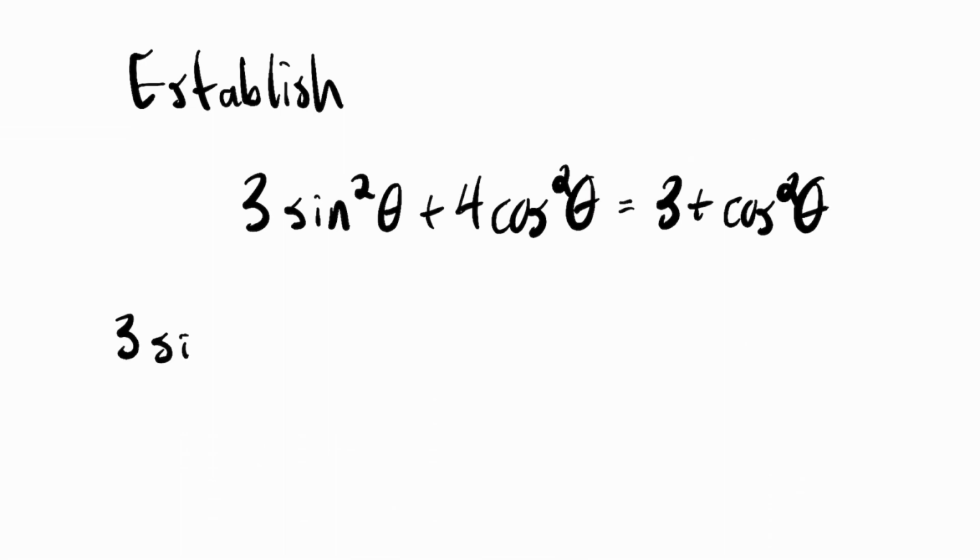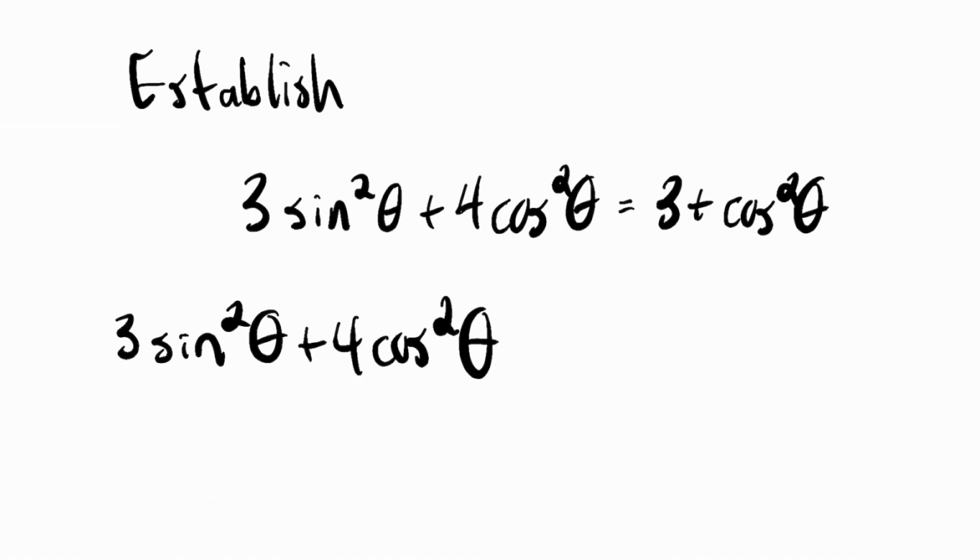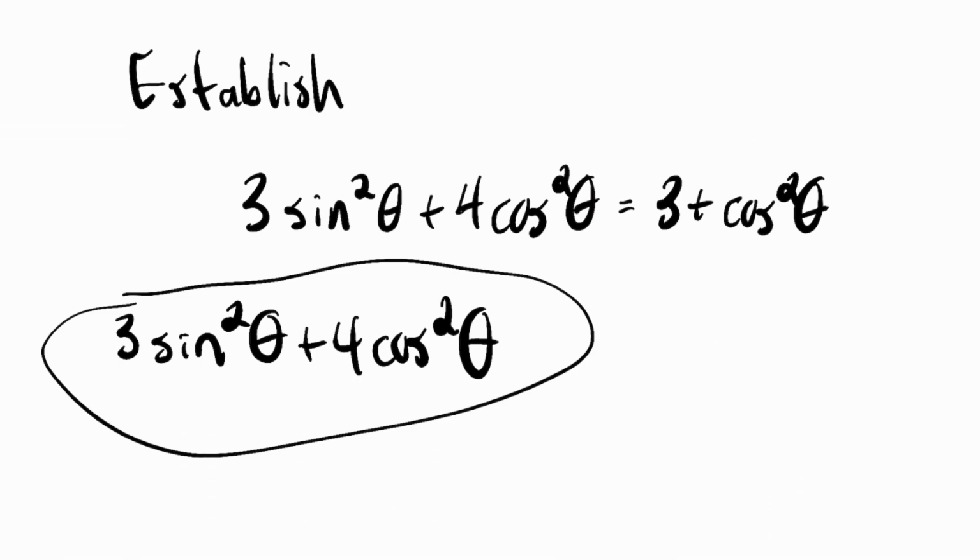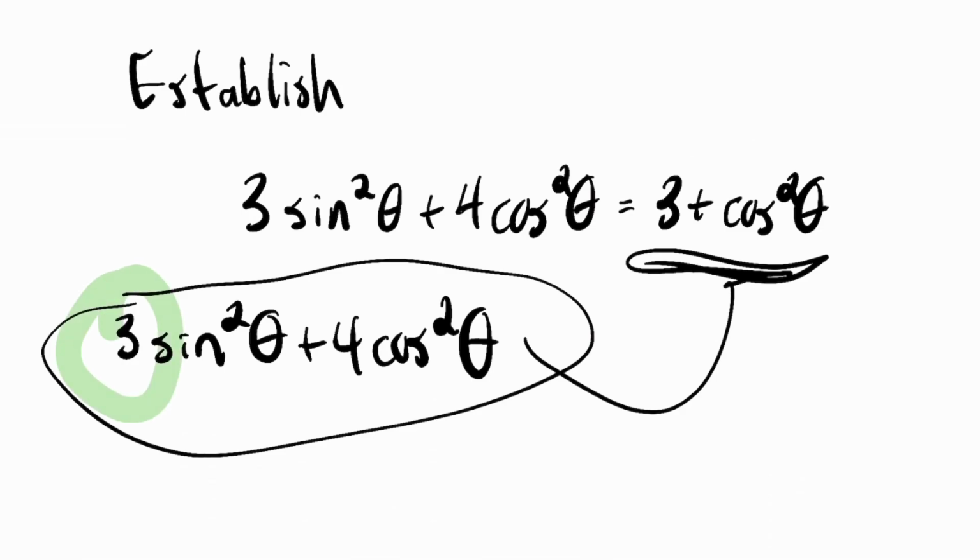3 sine squared theta plus 4 cosine squared theta. And what I want to do is use either some algebra or some trig identities, different things in my toolkit, and I want to try to turn this into 3 plus cosine squared theta. And the first thing I notice is I've got a 3 in both places, so that's encouraging, right? Sorry, struggling with the interface here. I have 3 as a coefficient here, and I have a 3 here. Hey, that's encouraging. That's good.